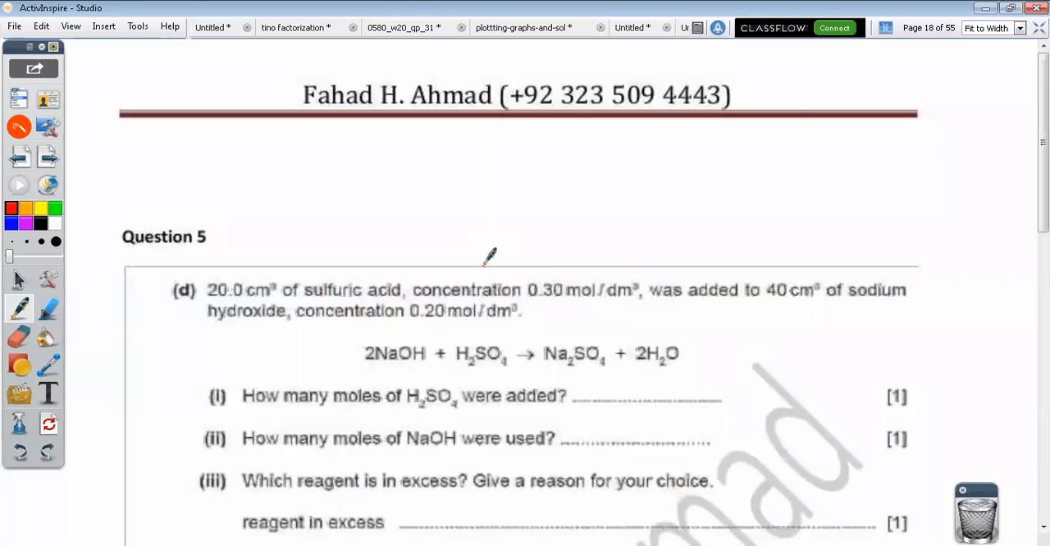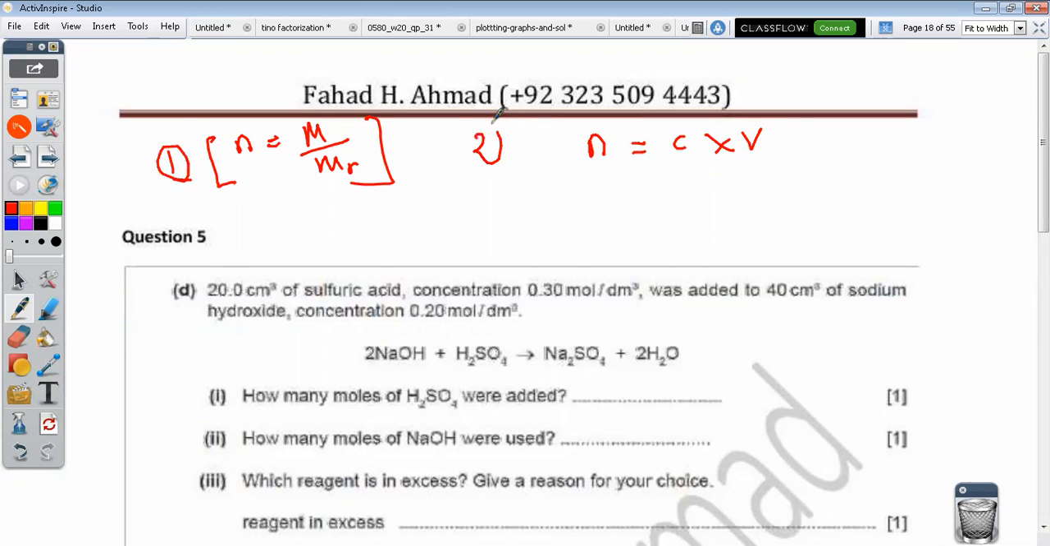Guys, if you want this topic to be very easy, you have to remember formulas. If you struggle with formulas here, I start telling you that you're struggling with math, and it's not even so much math. I've only given you 3 formulas. The only formula that I introduced right now is, if you are given concentration and volume, you use this formula, N is equal to C times V. And N is also equal to mass divided by MR. As simple as this.